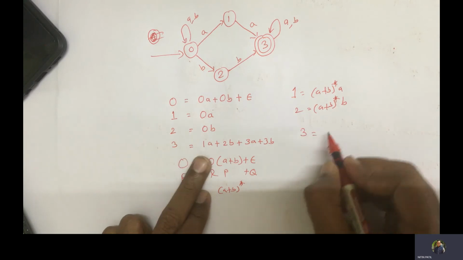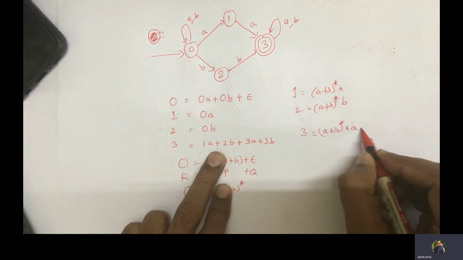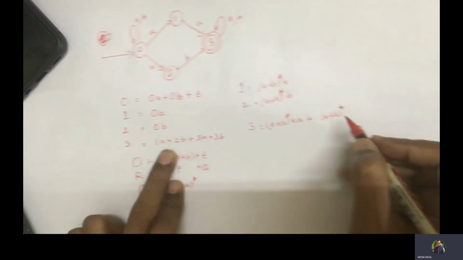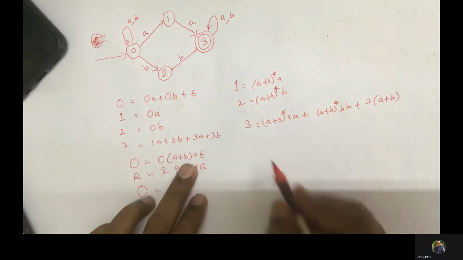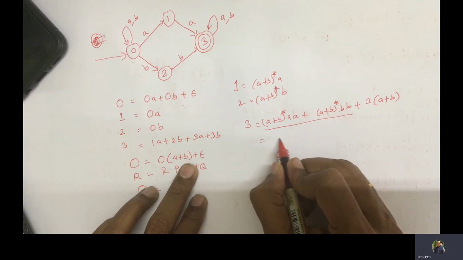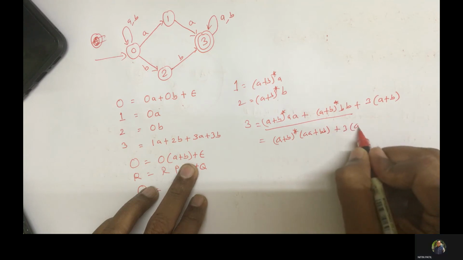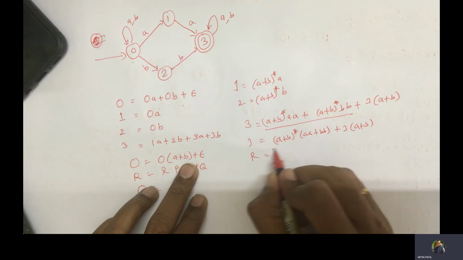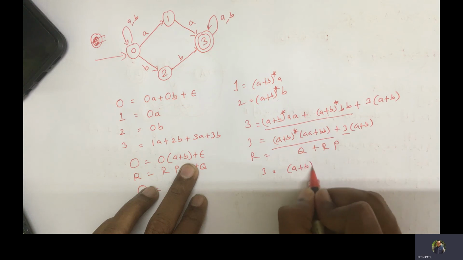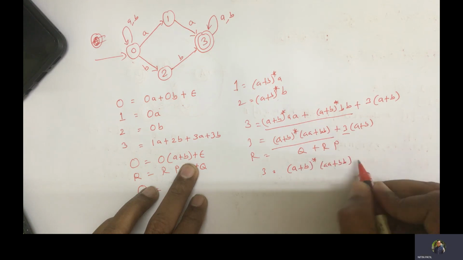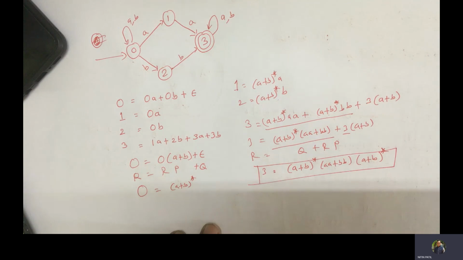Now we have to put this into 3. So we'll write 1A, so (A plus B) star A, and 2B, this (A plus B) star B, plus this B, plus we will take 3 common, A plus B. Fine. Now if we see this, we can take further common: (A plus B) star AA plus BB, plus 3 (A plus B). So it is now again R equal to Q plus RP, this being Q and this being P. So the equation for this would be (A plus B) star (AA plus BB)(A plus B) star. Okay, so this would be your final solution. Fine.